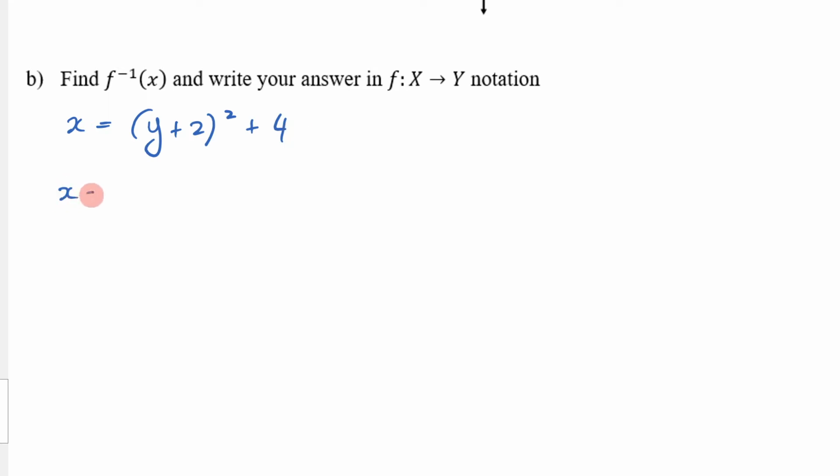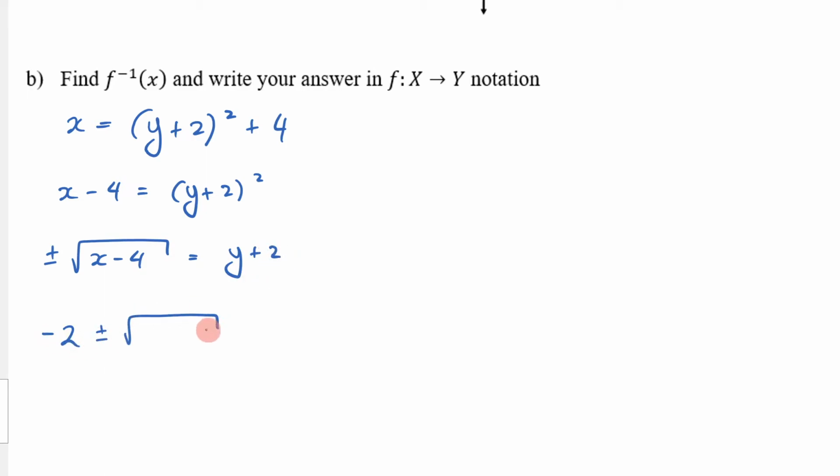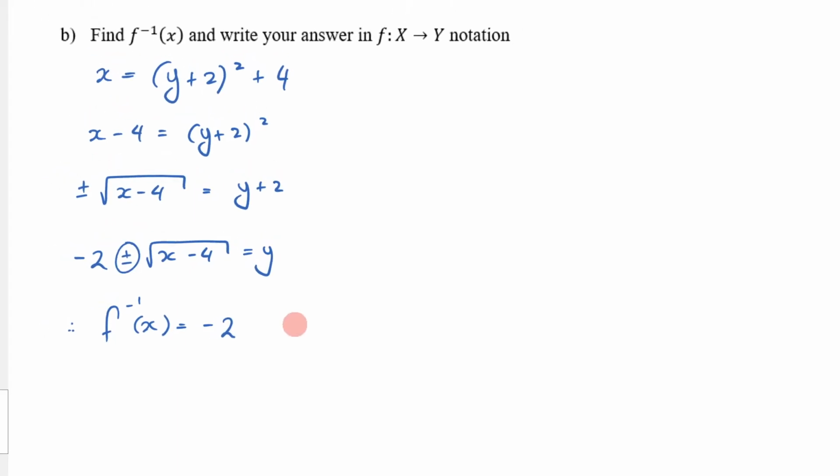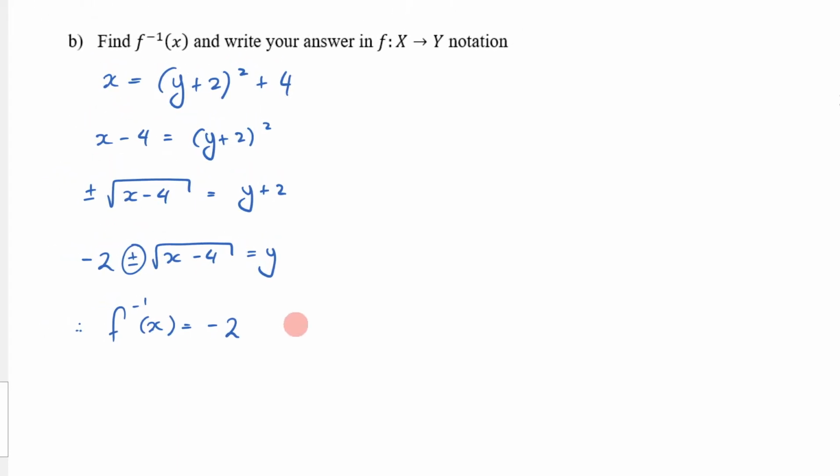So it's going to be x minus 4 is equal to (y + 2)². Then I'm going to square root both sides like this, which is going to leave me with y plus 2. Then I'm going to go negative 2 plus or minus the square root of x minus 4 is equal to y. And now, therefore, my inverse function is going to be equal to negative 2. Now, this is where you've got to be careful. Is it the plus or is it the minus? You can't write both ways. It's either one or the other.